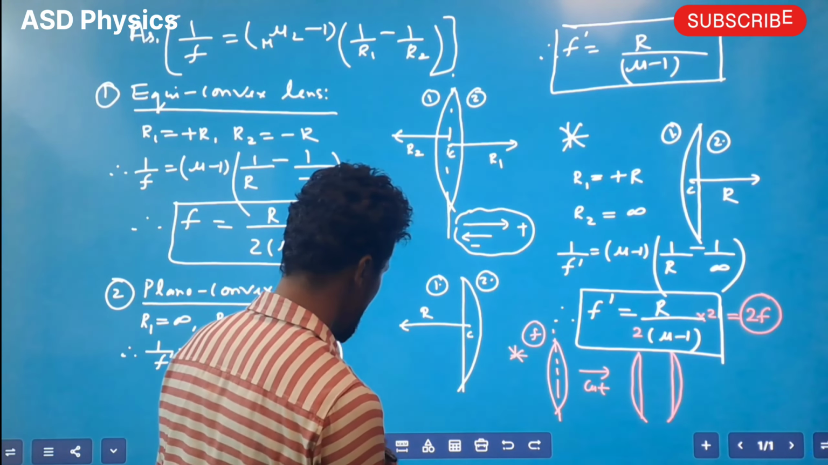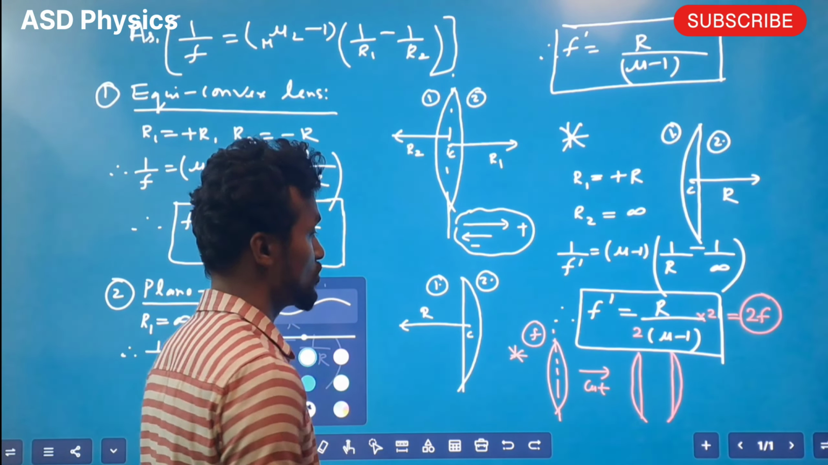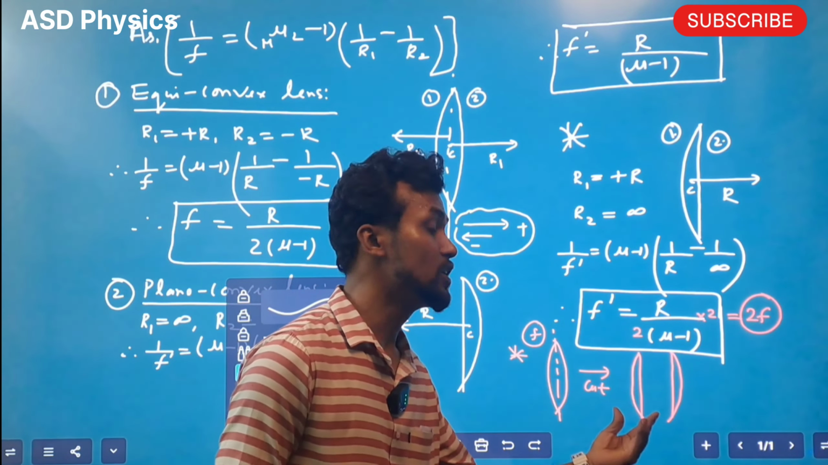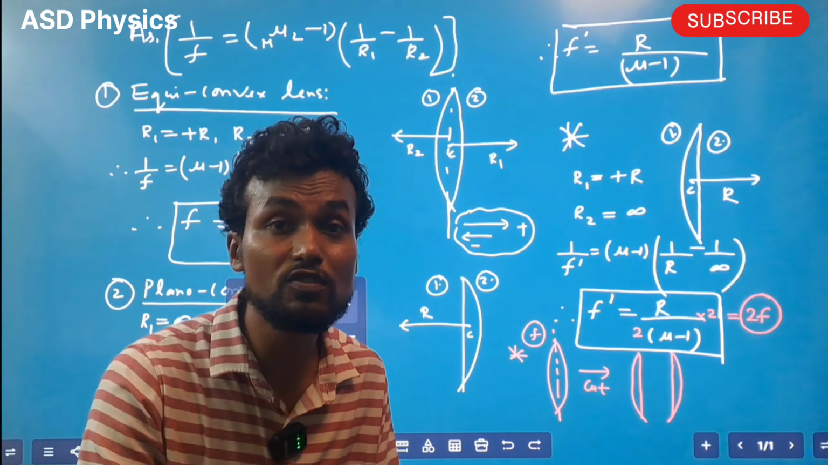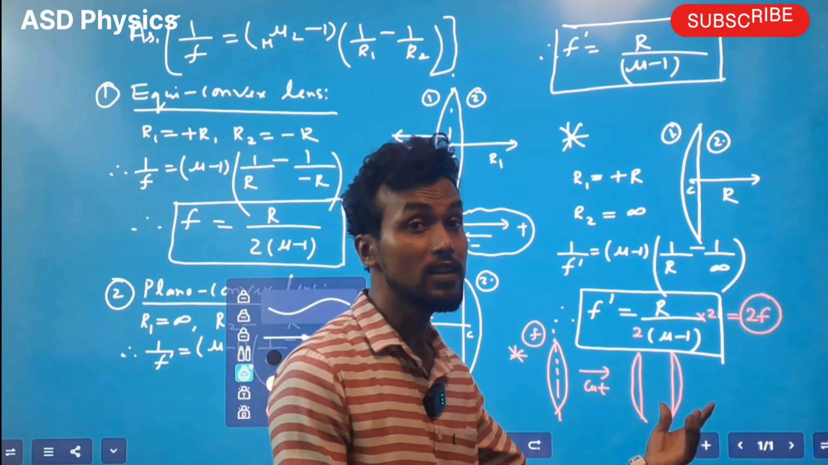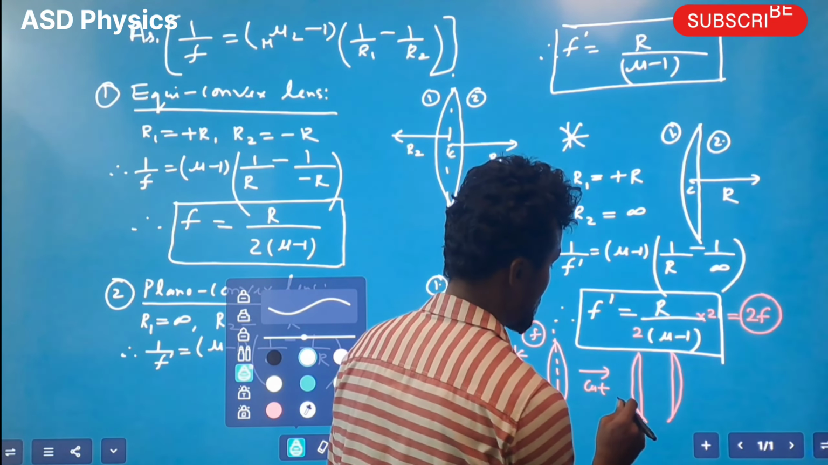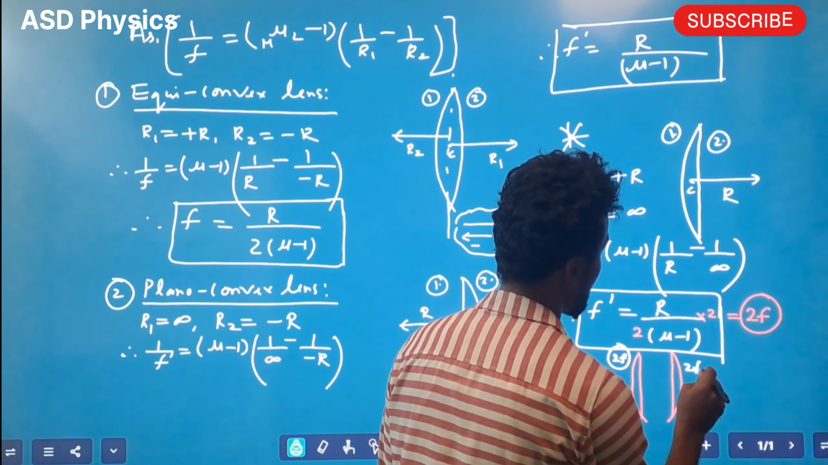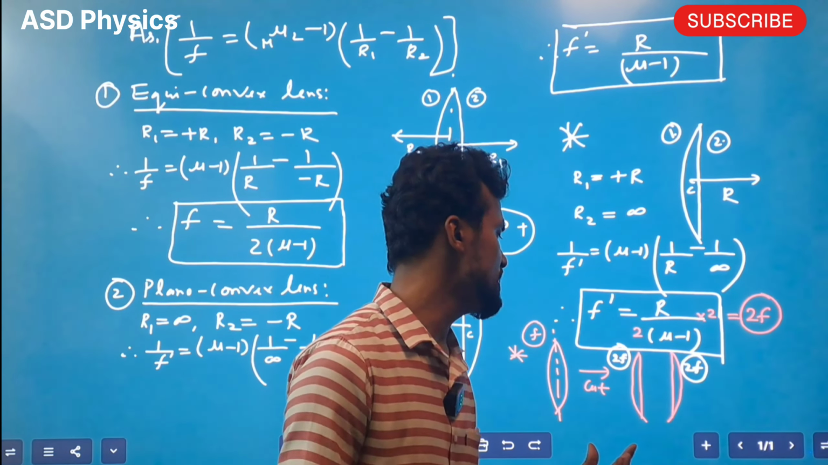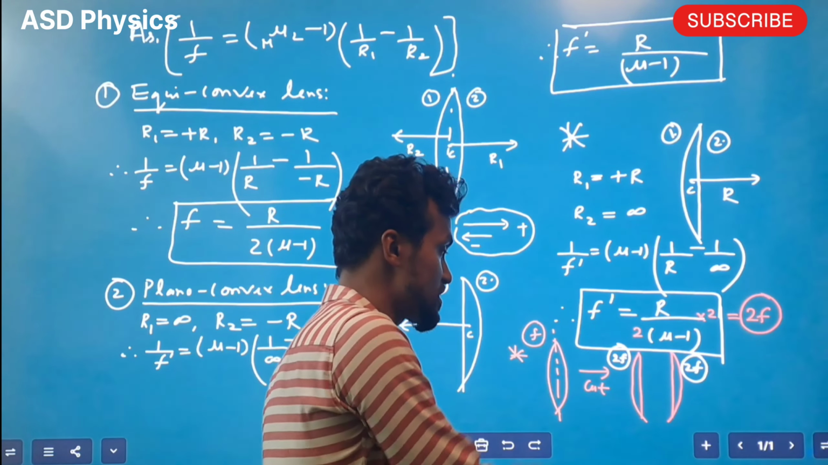Now, students, in this situation you can see here focal length is f. So here focal length will be how much? When we cut the equi-convex lens, how many lenses will form? The 2 lenses will form. Both are which lens? Both are plano-convex lens. So here focal length will be 2f, and here also focal length will be 2f. This is called which cutting? This is called the transverse cutting.